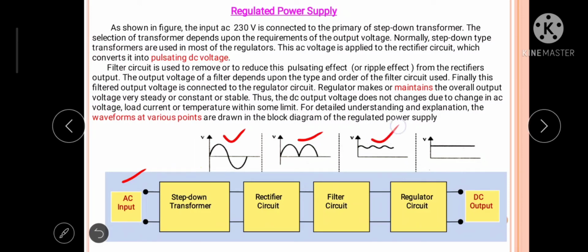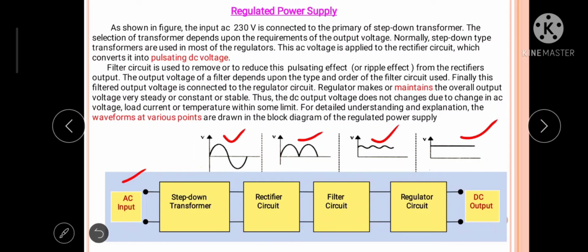Finally, this filtered output voltage is connected to the regulator circuit. The regulator makes or maintains the overall output voltage very steady or very constant or very stable as compared to the input signal. Thus, the DC voltage does not change due to change in AC voltage or change in load current or change in temperature within some specified limit.